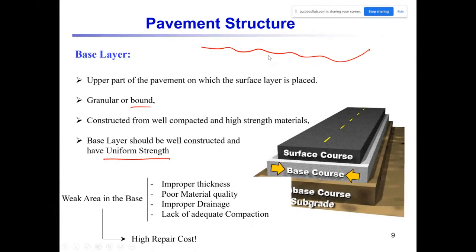But what can cause this type of wavy road for us? If you do not consider a proper thickness for the base, if you use poor material quality for the base layer, if we don't design proper drainage conditions, if water traps inside this layer, then there will be a big problem for us. Or when during the compaction, you don't reach maximum dry density. You don't reach optimum moisture content. So the lack of adequate compaction can also cause failure of the pavement structure.